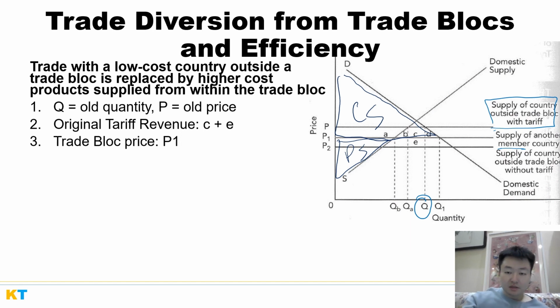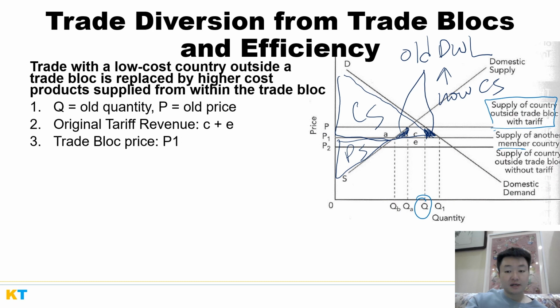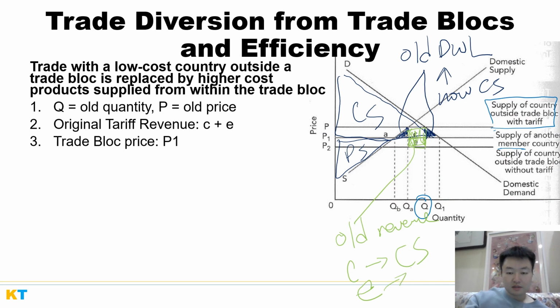Okay, and so what do we gain and what do we lose? Well, this amount used to be a part of the old deadweight loss, and I'm just going to put that over here. Old deadweight loss. Now it's surplus. So we've gained that amount of welfare. But also notice this part. What did this used to be? This is old revenue. Now C is consumer surplus. E is lost.